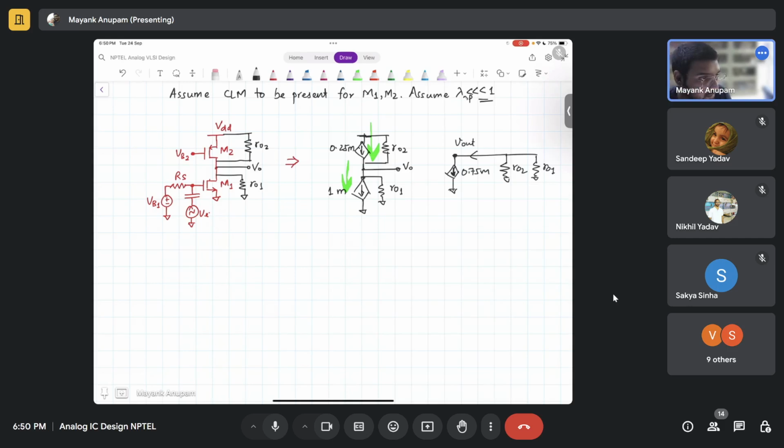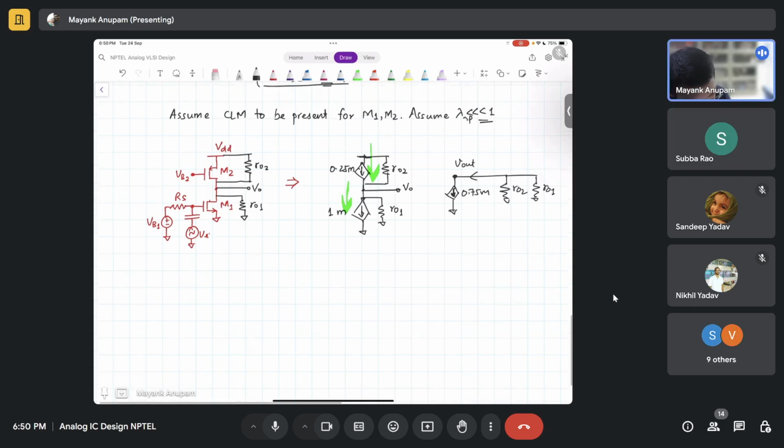Are you getting my point? Sir, how will RO1 be parallel to RO2? You see, first of all, this is not a very correct way to draw. I'll come to your point, but first let me tell you something about it. I've just shown it for simplicity.